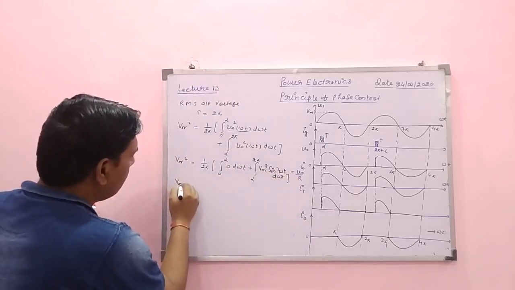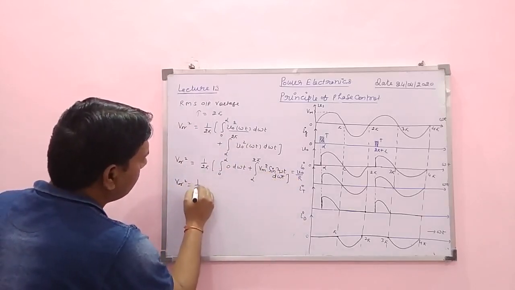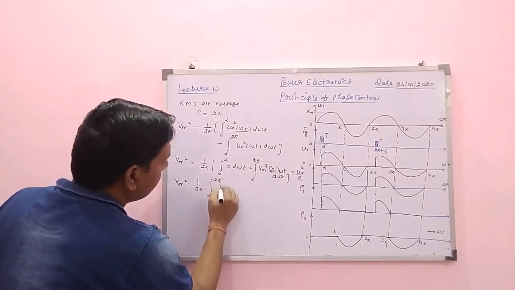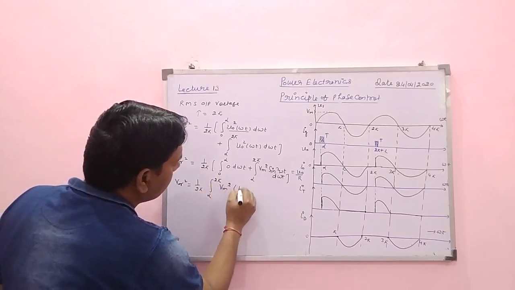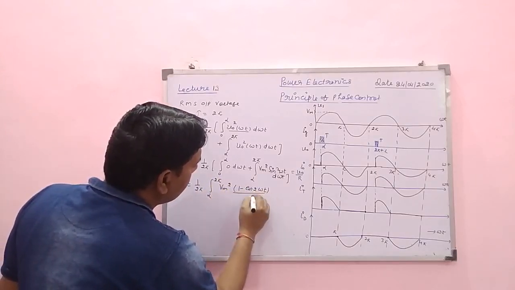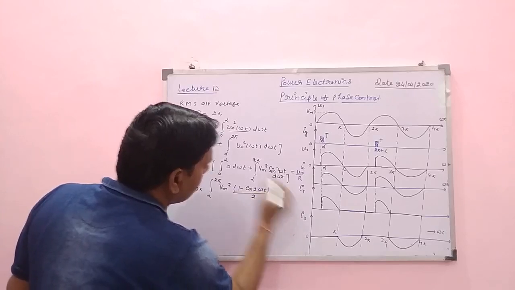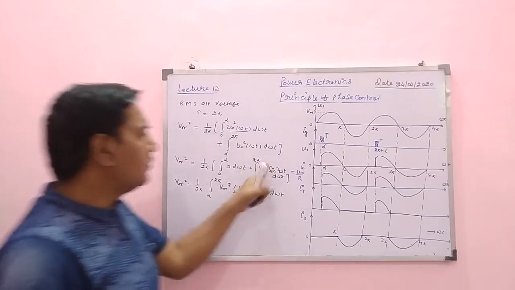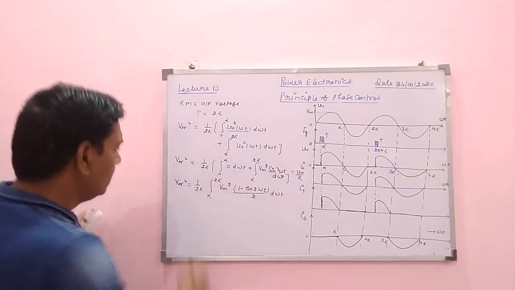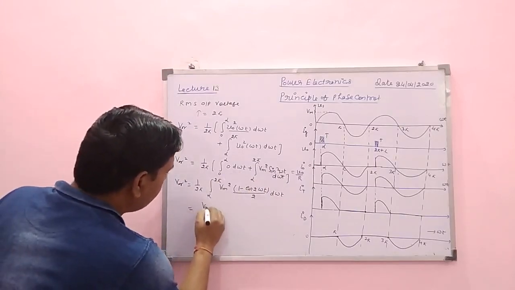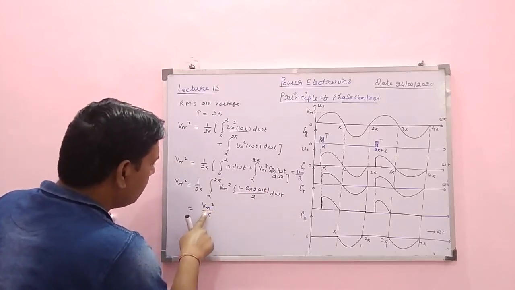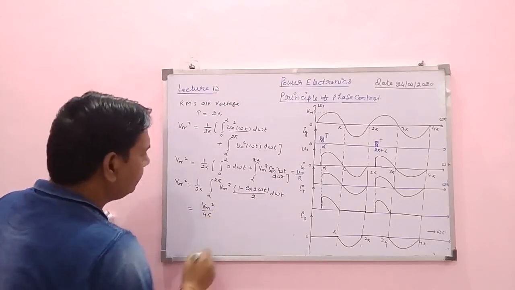So V naught R square is equal to 1 upon 2 pi integration alpha to 2 pi Vm square, 1 minus cos 2 omega t divided by 2, d omega t. Okay, meaning sin square omega t can be written as 1 minus cos 2 omega t divided by 2. So it will be Vm square upon 2 pi, and the 2 is also multiplying, so this is 4 pi.